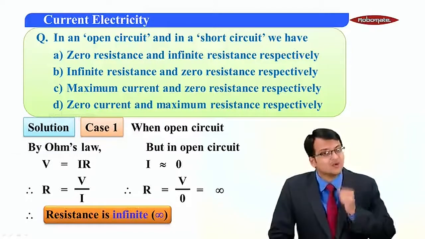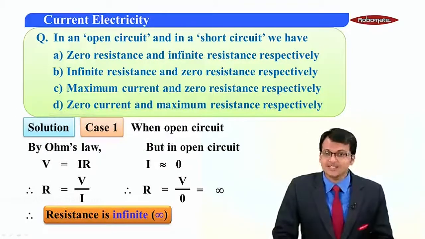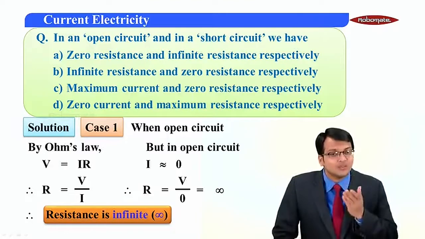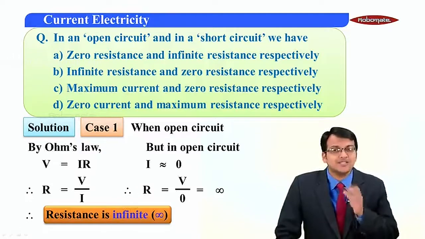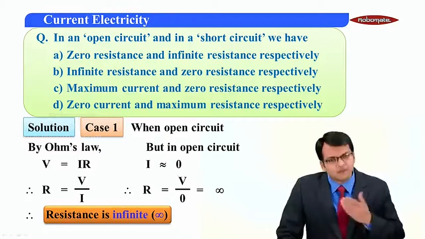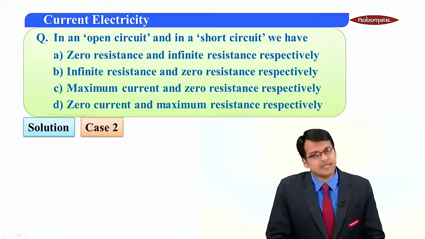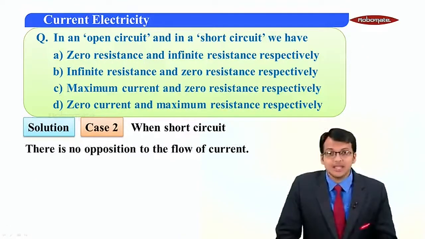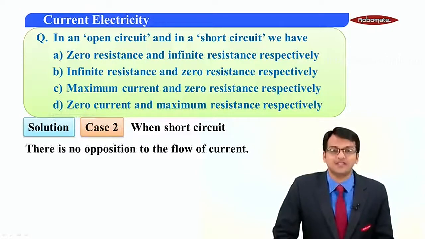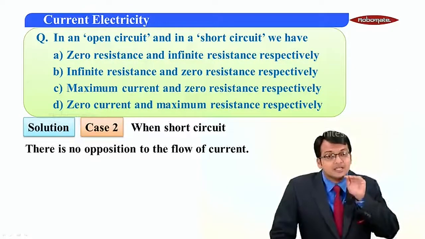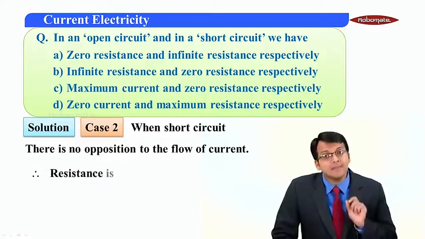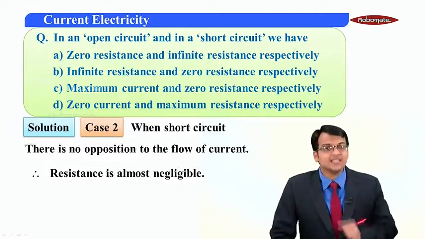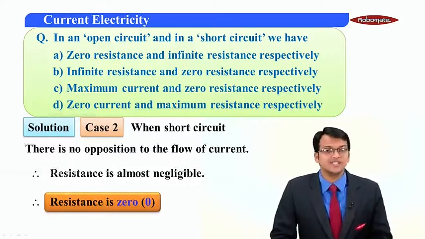Now, can you guess what should be the case in your closed circuit? By the way, dear students, you can easily mark the answers. Yes, there is only one option which says that in an open circuit the resistance is infinite. But for our satisfaction, we will try to perform case 2 also. Now in case 2, when we have a short circuit, there is no opposition to the flow of current. Implies the current will flow very smoothly, implies the resistance is almost negligible. And in an ideal case, dear students, the resistance is 0.